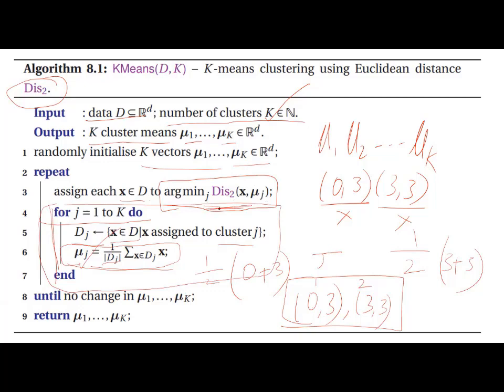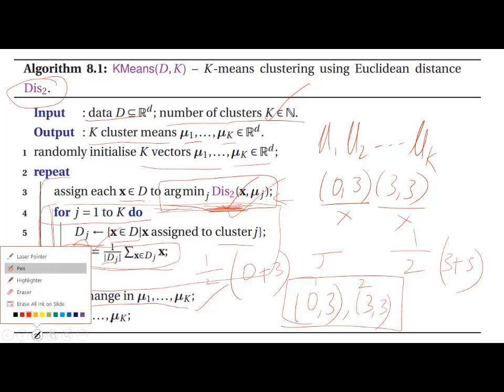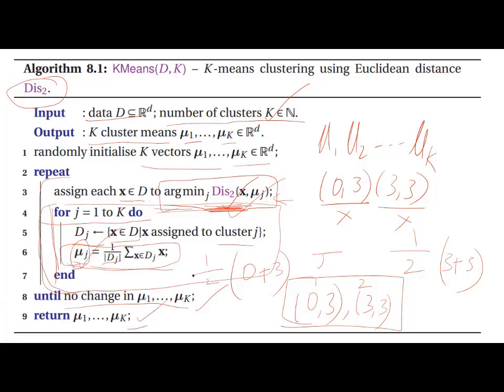And here we have the forming of clusters. Repeat these two until there is no change in mu1 to muk. We have to find the minimum, so first we take this and then find the distance d_j to mu_j. If it is the minimum, this is how we go, and it gives you mu1, mu2, mu_k as the final values.